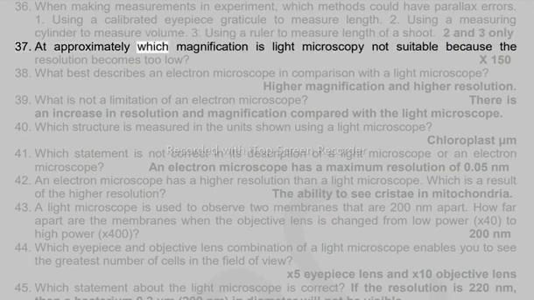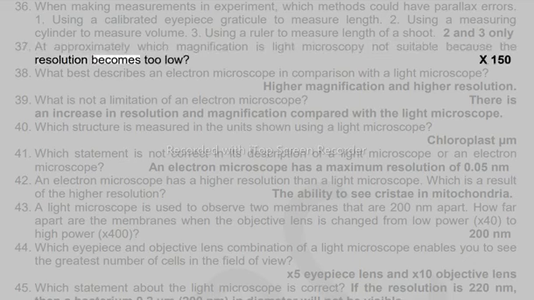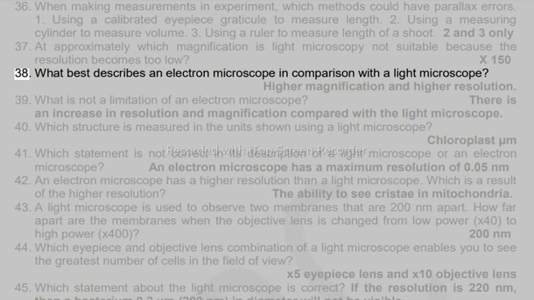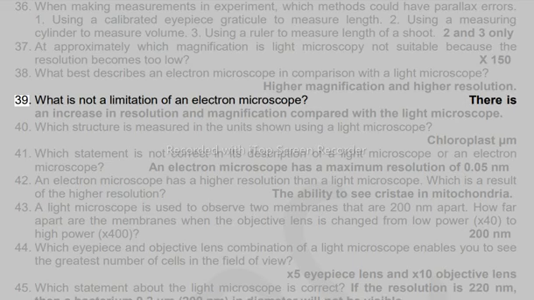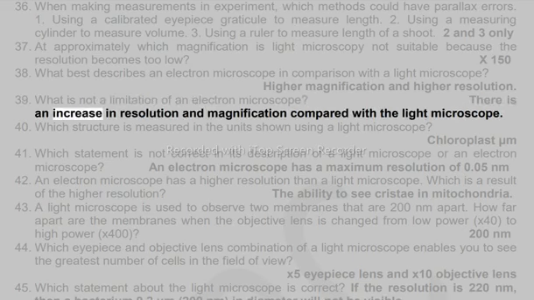37. At approximately which magnification is light microscopy not suitable because the resolution becomes too low? Answer: x150. 38. What best describes an electron microscope in comparison with a light microscope? Higher magnification and higher resolution. 39. What is not a limitation of an electron microscope? There is an increase in resolution and magnification compared with the light microscope.